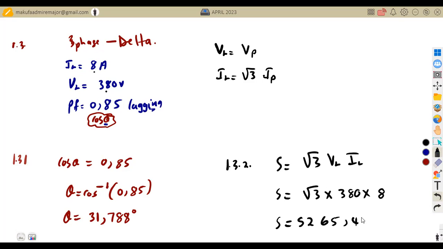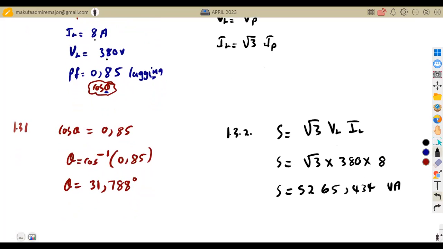5265.443, something like that. But we are asked to leave this answer in kilovolt amperes, and this is in volt amperes. To convert to kilovolt amperes, you simply divide by 1000. So the answer is S equal to 5.265 kilovolt amperes. So that is the idea there.